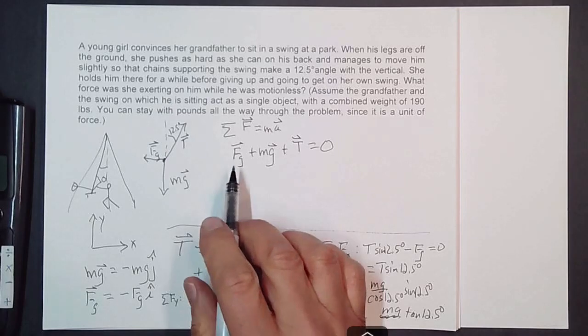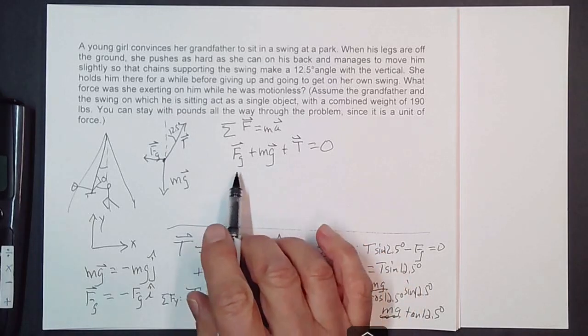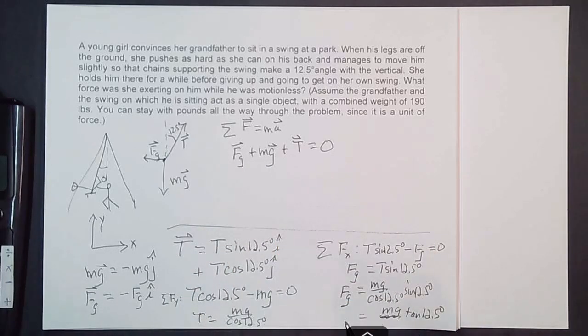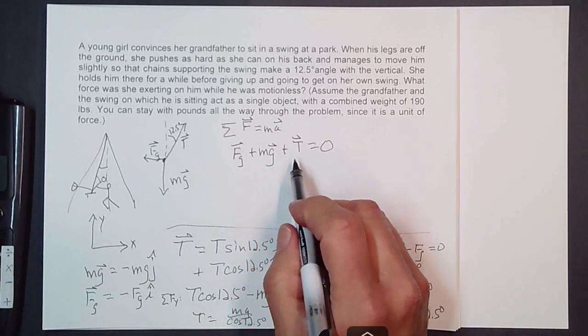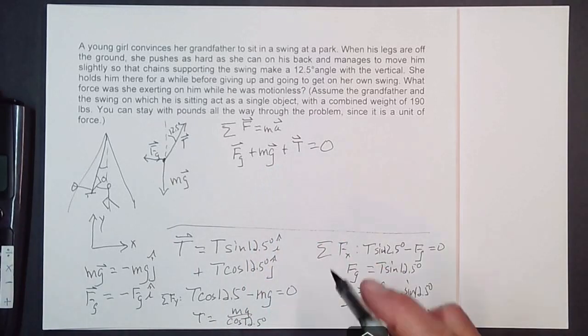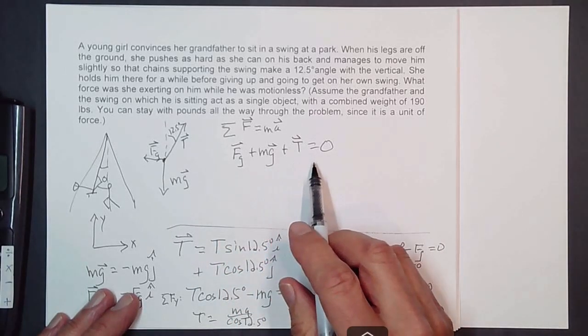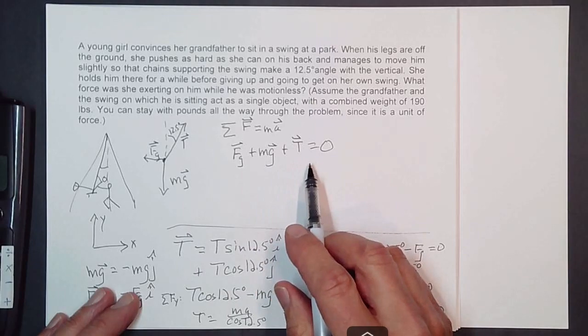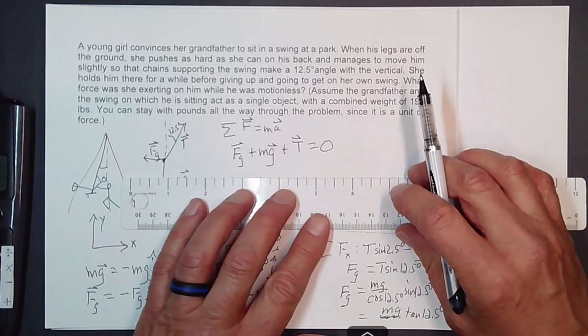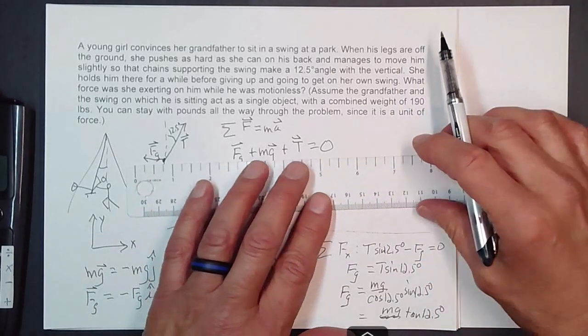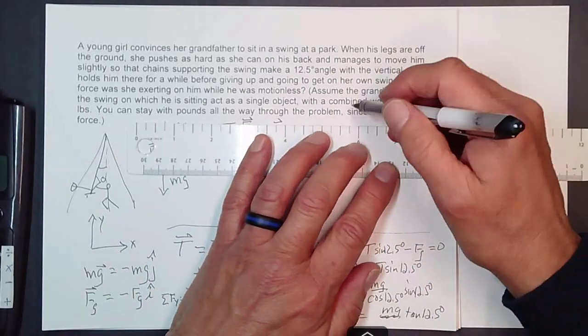Now, let's do this as a 3-vector problem, and this is just a matter of drawing these things. So we've got Fg plus mg plus T is equal to 0. That means when you add these things together vectorially, they'll come back to where they started. So here's what we have. I'll just draw the picture here.